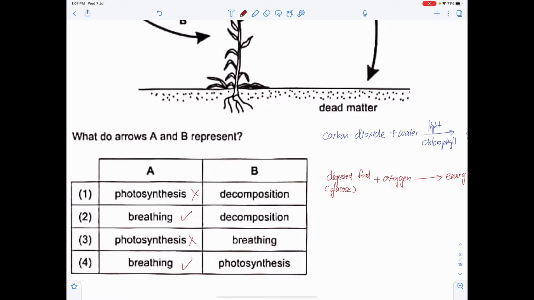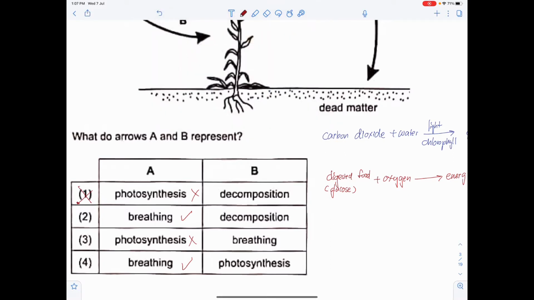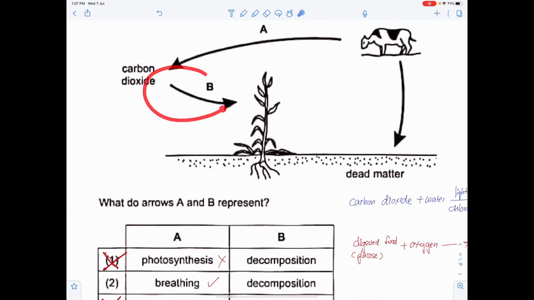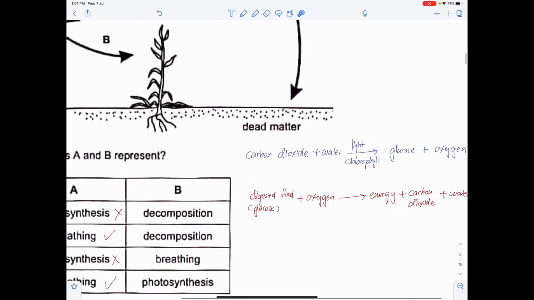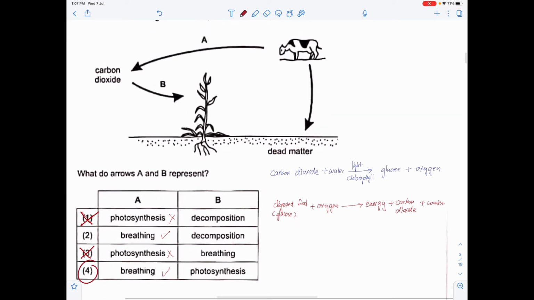This 2 is wrong. We can go ahead and cancel out option 1 and option 3, leaving us with only option 2 and 4. Then I also know that from this process over here, B, carbon dioxide is taken in. So which process actually takes in carbon dioxide? Straight away you know it's photosynthesis. So therefore the answer has to be 4. Very straightforward and very direct.